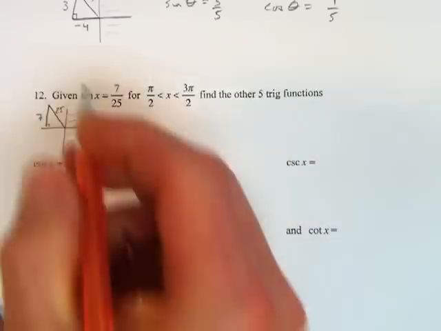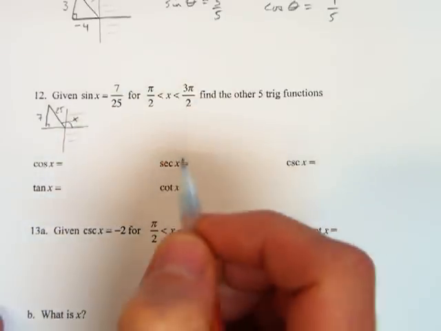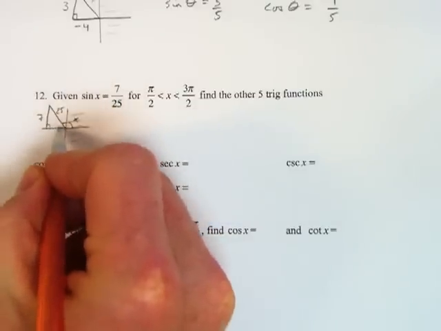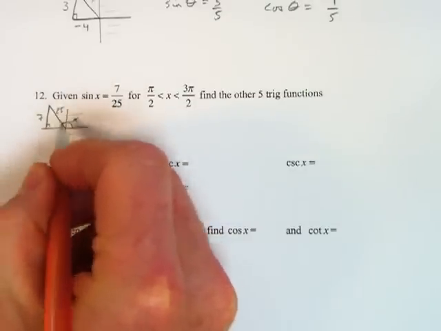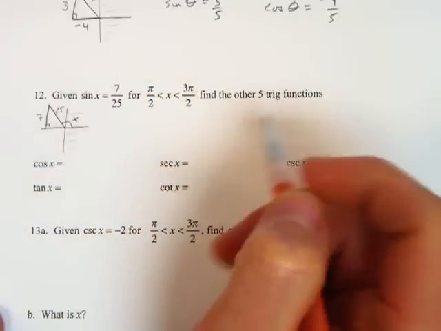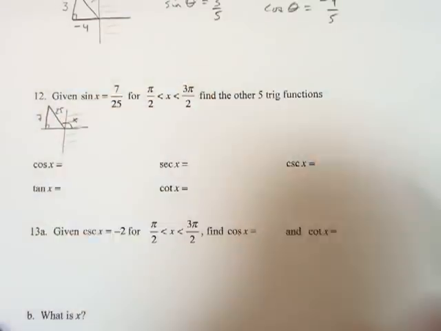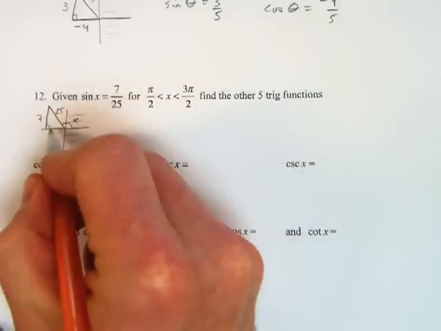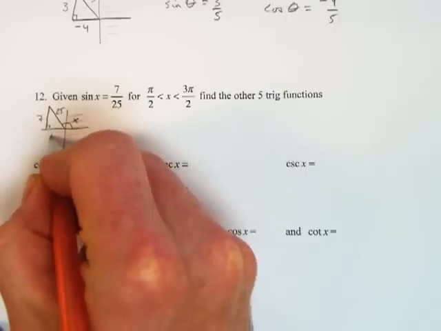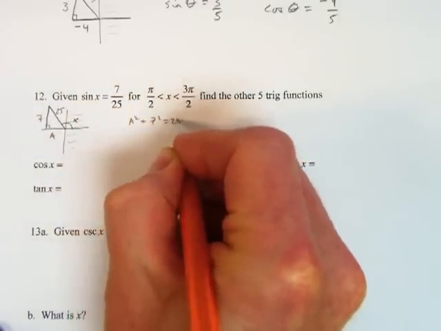Now technically, this angle here is x. But as long as we take into account the positive or negative of the lengths, that's either the horizontal or the vertical, your radius, your hypotenuse will not ever be negative for anything that we're going to do. So as long as we take into account positive and negative, we're perfectly fine. So what we want to do is we'll call this a. So a squared plus 7 squared equals 25 squared.